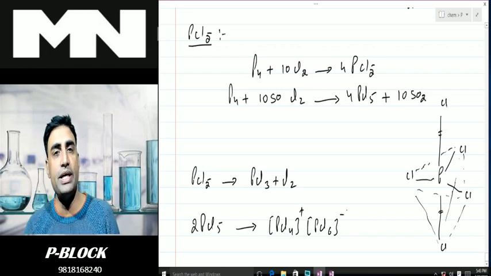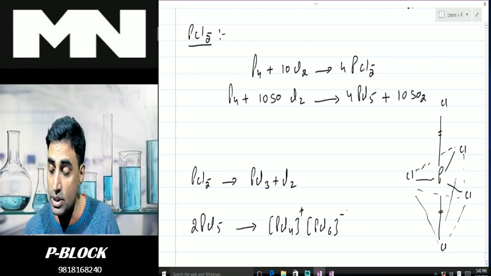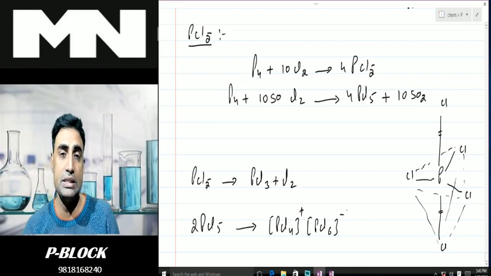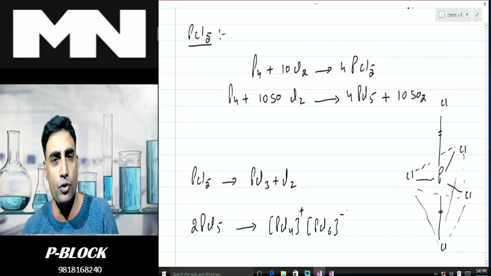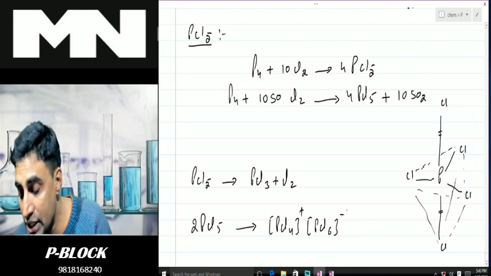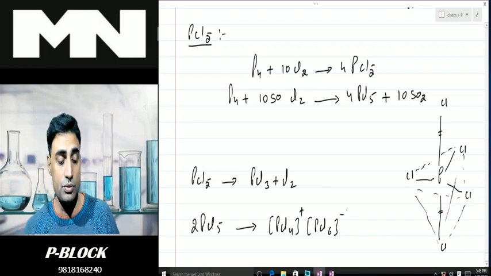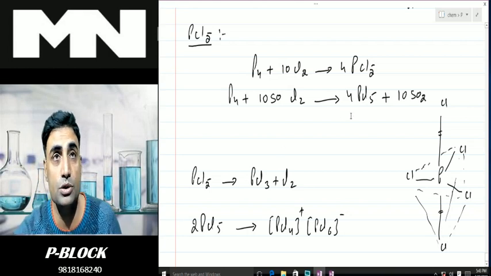So in the solid state, PCl5 exists in ionic form, where we can say that it can easily gain or lose electrons in the form of chloride ion. So you have PCl4 positive and PCl6 negative. So this is all about 15th group. We have done all the compounds of 15th group and hope everything is quite clear to you.